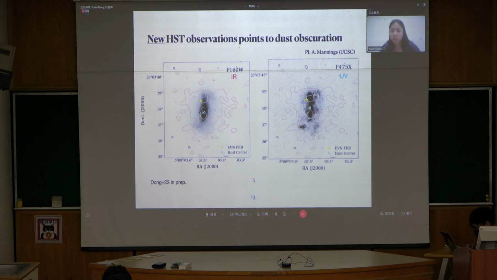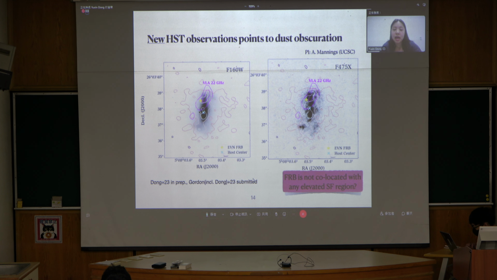It seems to be in a surprisingly quiet local environment. But if we plot the radio contour from our C-band image and the high frequency contours, we do see that there's some sort of emission there in the radio, even though it doesn't seem like the FRB is co-located with any sort of elevated star-forming region. So this diverging picture that optical and radio observations are painting points to dust obscuration, in which the star formation could be obscured by dust within the host environment, such that we don't see it in the optical, but we do see it in the radio.